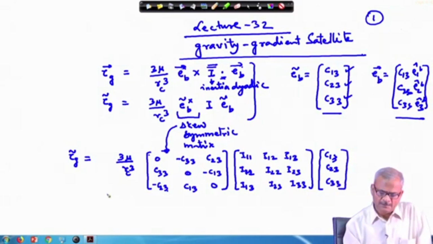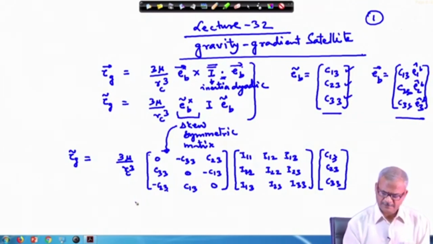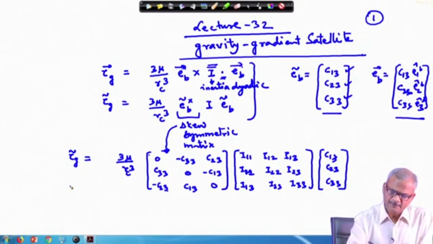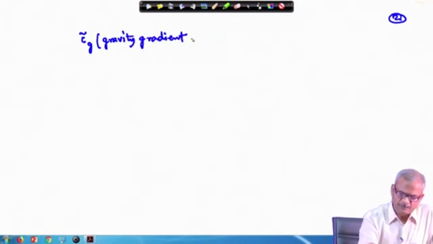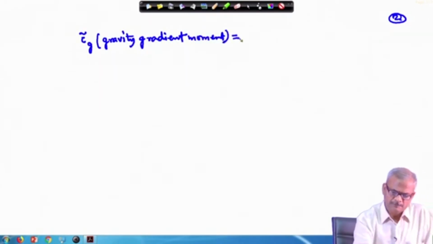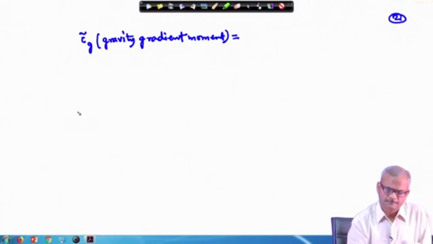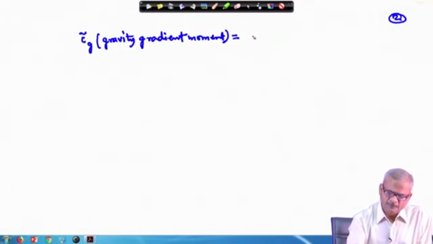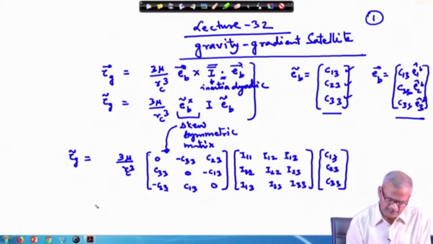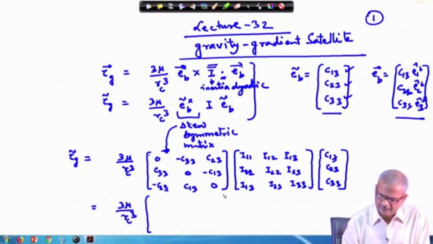This can be expanded and written in a proper format. So, this gravity gradient moment, this final format I will write here, or at least one line maybe I will do in a single line. This is the first line, this will remain there, and then first multiply this matrix.